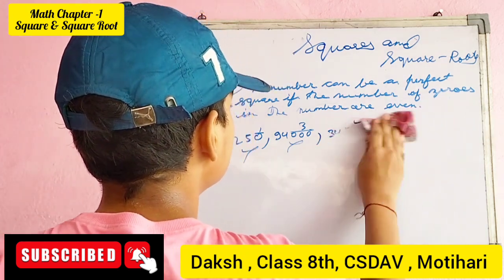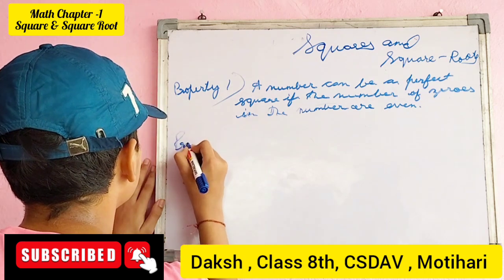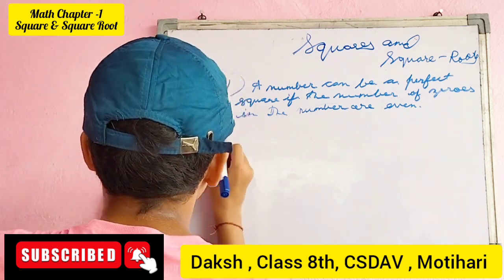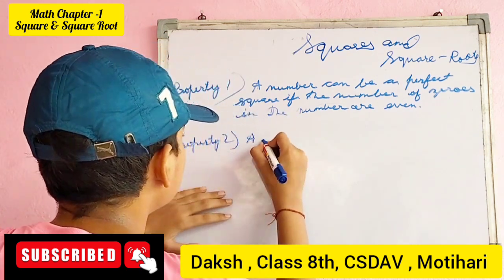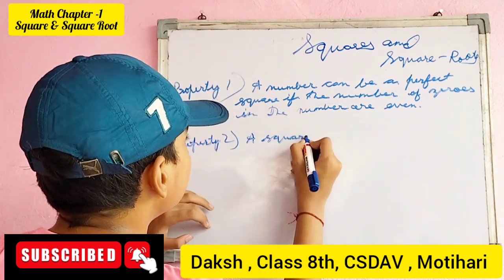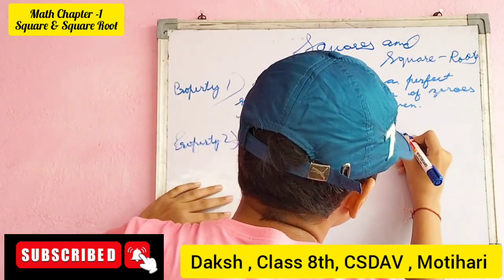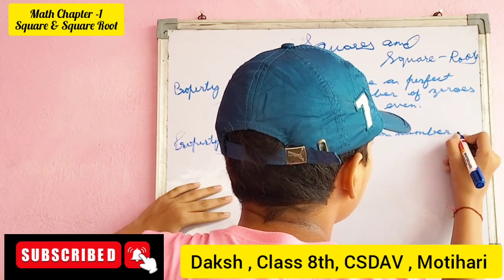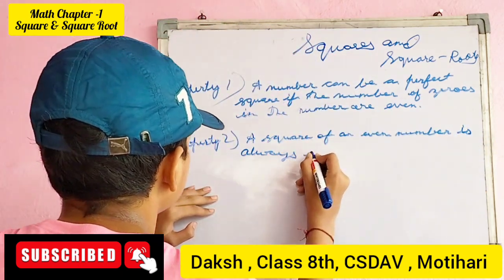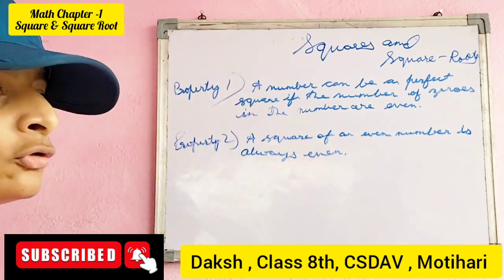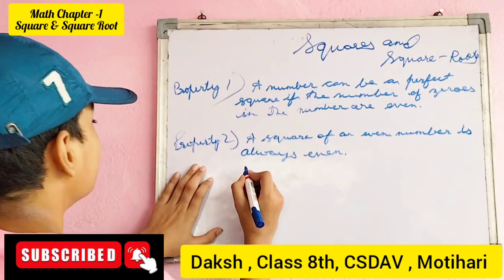Now, property number 2. This is a really common property. Property number 2 and property number 3 are related. A square of an even number is always even. You need to note these properties as they are very important. A square of an even number is always even.